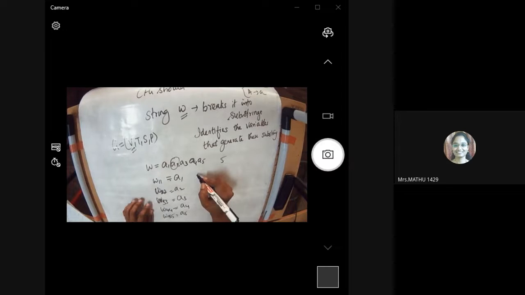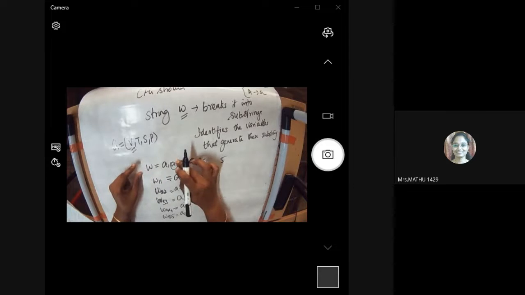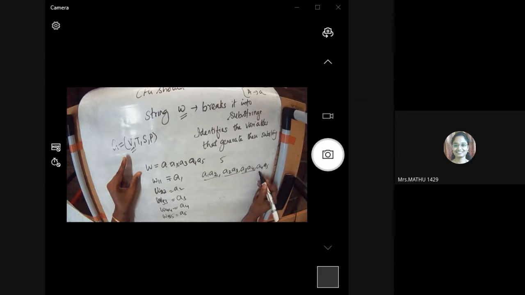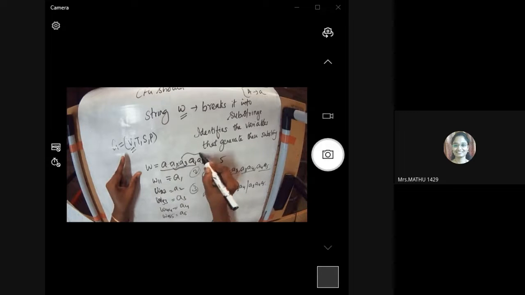Then this can be subdivided into two length substrings. How many substrings will you be able to make? A1 A2, then A2 A3, then A3 A4, but this should be done in an order, only in this order, and then A4 A5. These are all two length substrings. When you come to three length: A1 A2 A3, A2 A3 A4, and then A3 A4 A5. First three, then the next three, the next three.